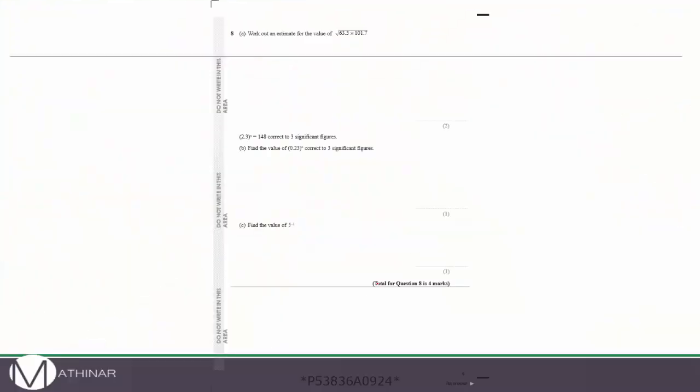Work out an estimate for the value of the square root of 63.5 times 101.7. Now 63.5 is very close to the square number 64. So I'm going to round that to 64. So I'm going to say that this is approximately equal to the square root of 64 times, and then this is very close to the square number 100, which is the same as the square root of 64 times the square root of 100. And the square root of 64 is 8, the square root of 100 is 10, so your estimate is 80.